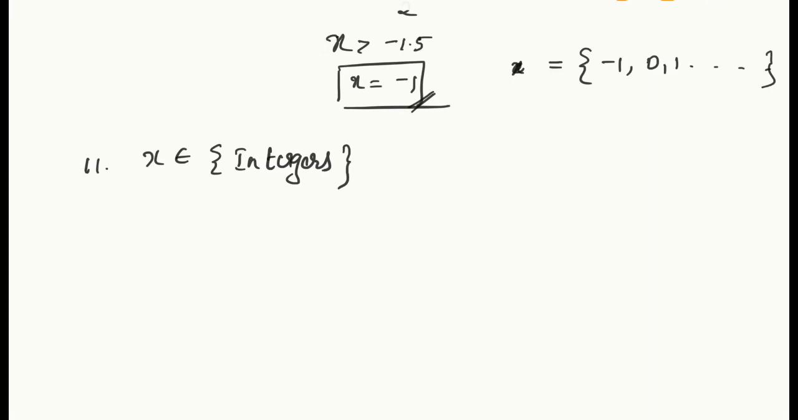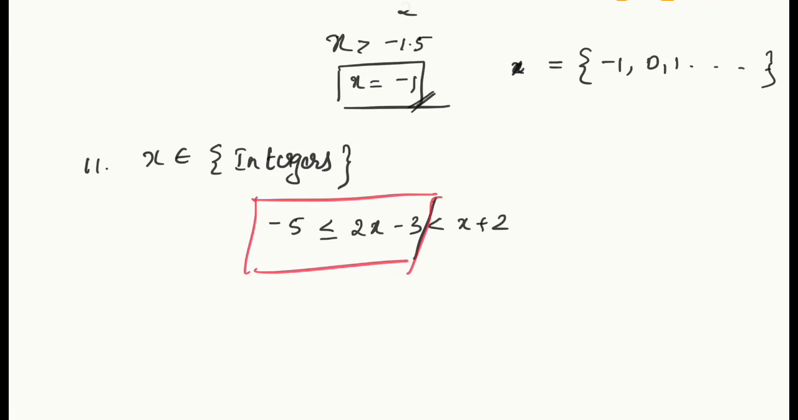x belongs to integers. Find the solution set of, okay, let's see how to solve it. Minus 5 less than or equal to 2x minus 3 less than x plus 2. So in this type of questions, we need to solve both parts separately. So first we take only this much and solve. So what do you get? Minus 5 less than or equal to 2x minus 3. So minus 5 plus 3 less than or equal to 2x. So you get minus 2 less than or equal to 2x.